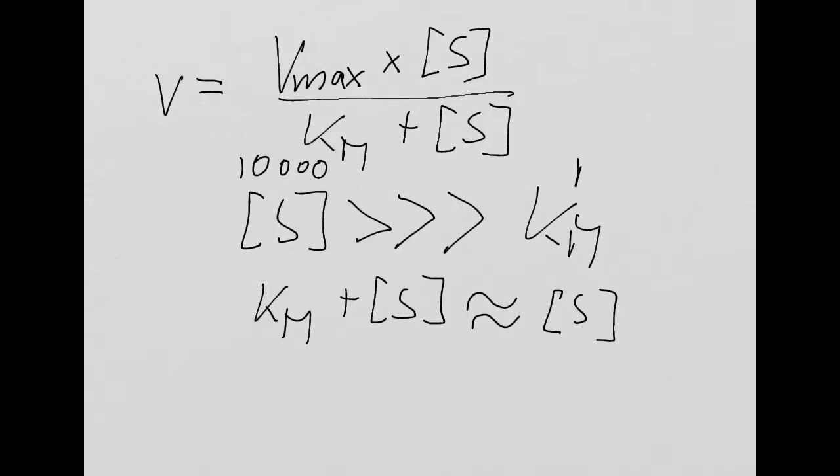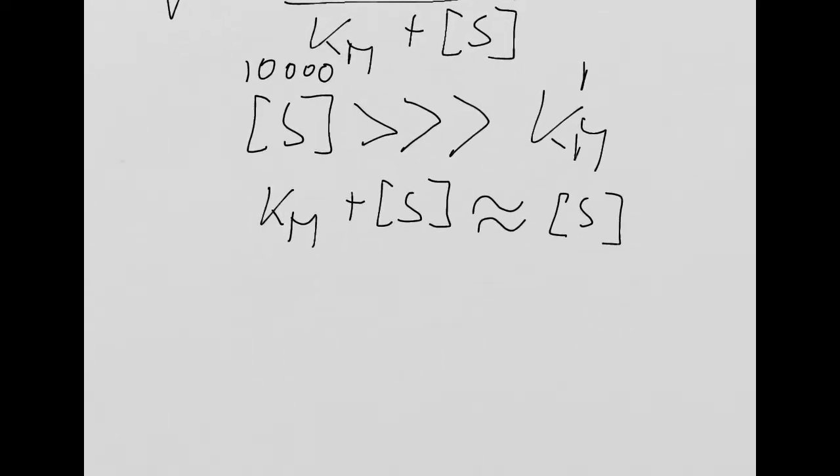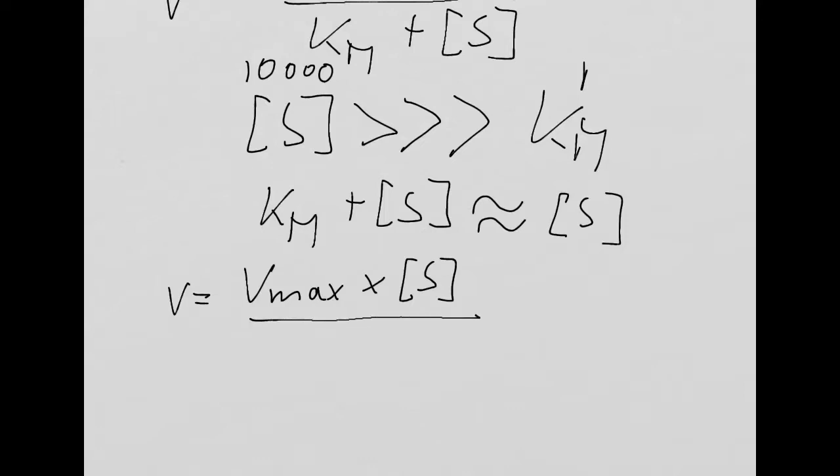So what we can do is we can rewrite our Michaelis Menten equation, and we can say V equals Vmax times S divided by, well, Km plus S gives me close to S, gives me S. What happens to S? It cancels. So I have V equals Vmax.